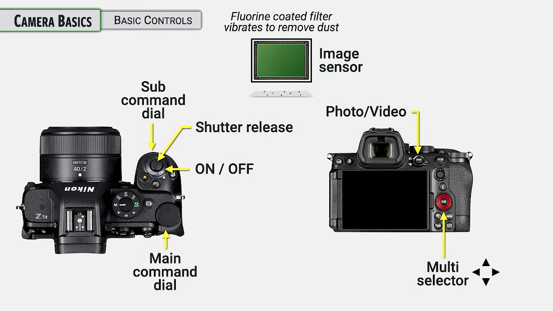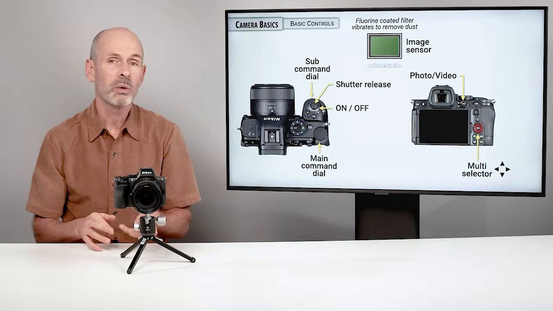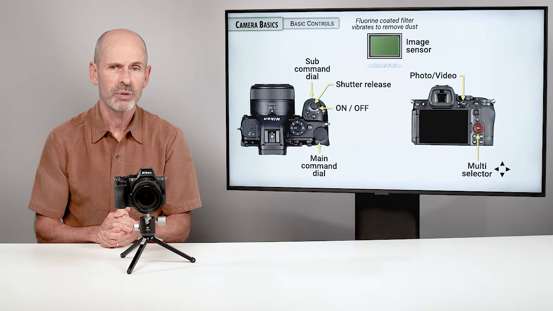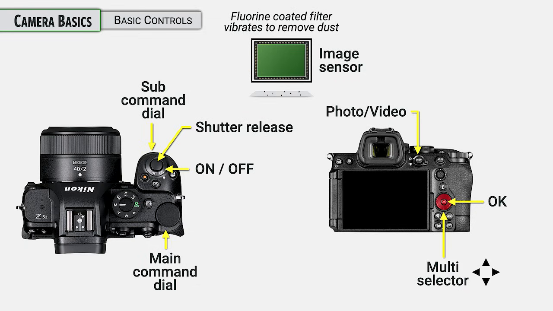The multi-selector on the back is a great way for navigating throughout the menu system. When you need to go up, down, left, right, this can be used in the menu, or when moving the focusing point around, there might be some other instances where you can use it as well. There is an OK button in the middle. This is your confirmation button when you want to make a setting adjustment change. So you'll highlight a particular feature and then hit the OK button.